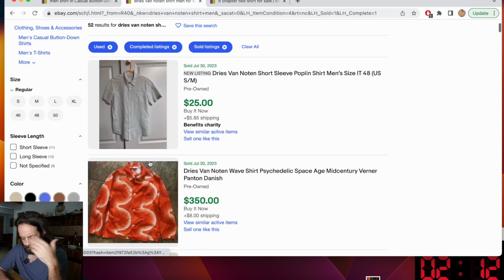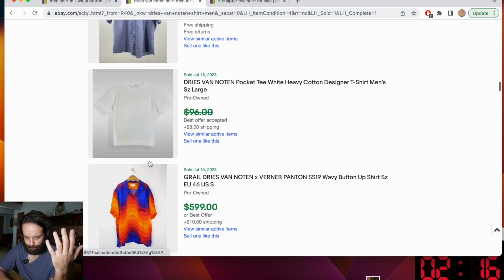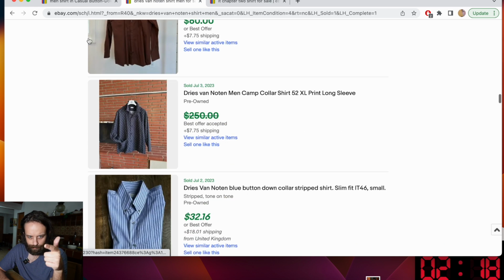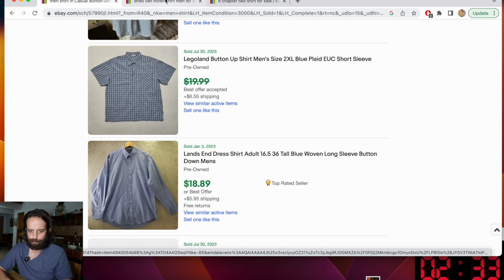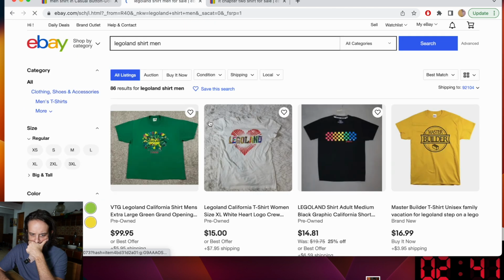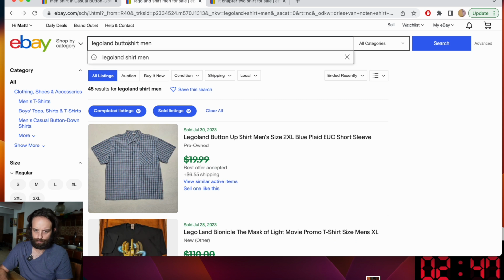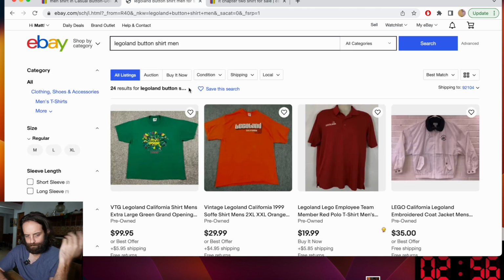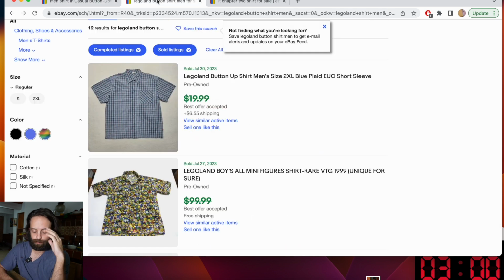267, 52, look at these prices. I'm going to play nice, I'm not going to count it. Legoland button up, 45 to 86, button shirt. It's not that good. Here's a good tip from researching the manifesto.